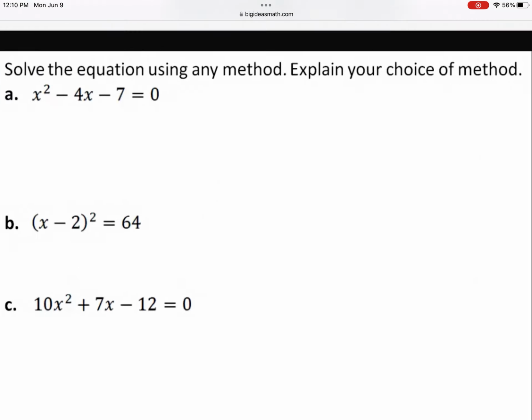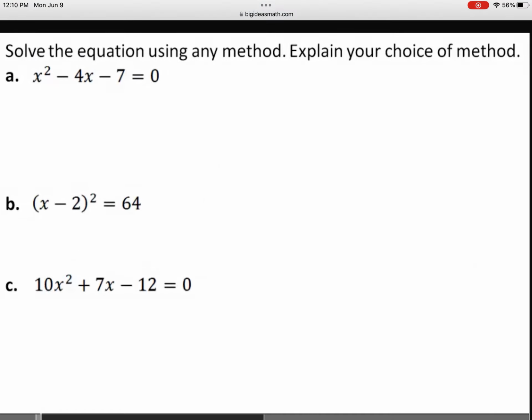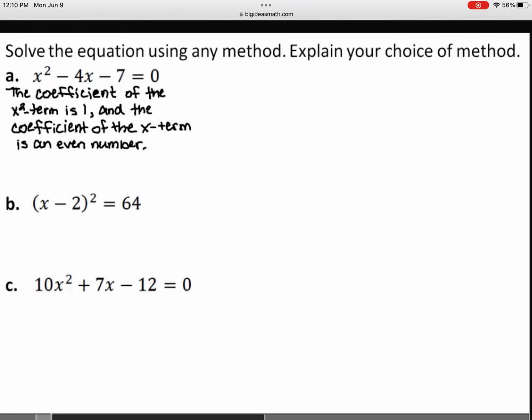Solve the equation using any method. Explain your choice of method. Part A. x squared minus 4x minus 7 equals 0. The coefficient of the x squared term is 1, and the coefficient of the x term is an even number. So solve by completing the square.